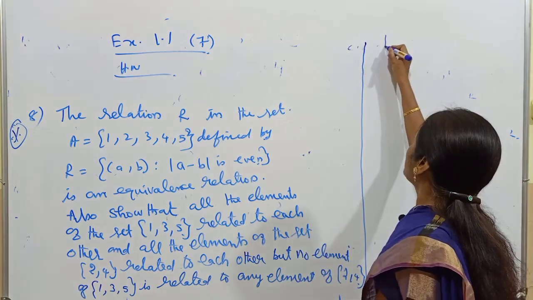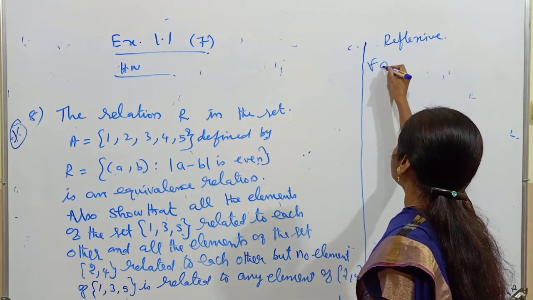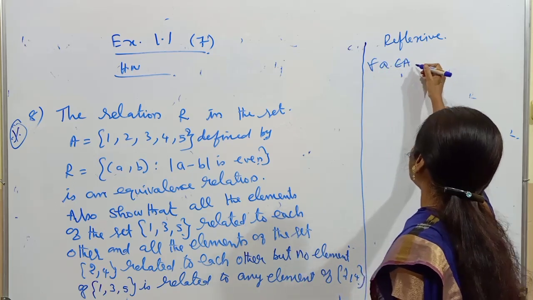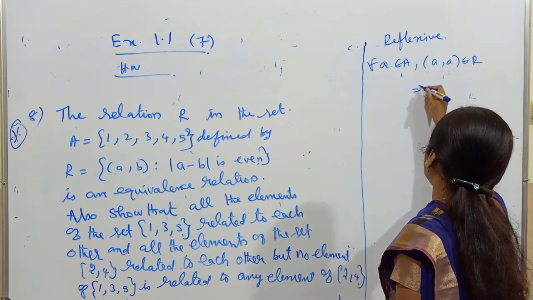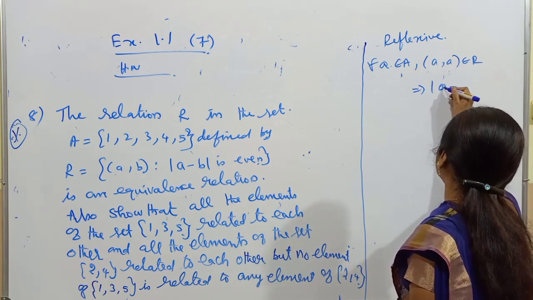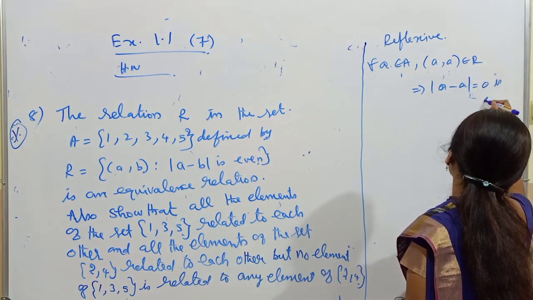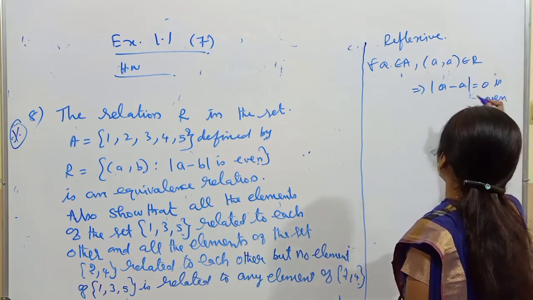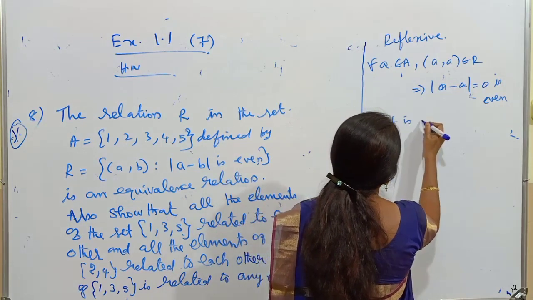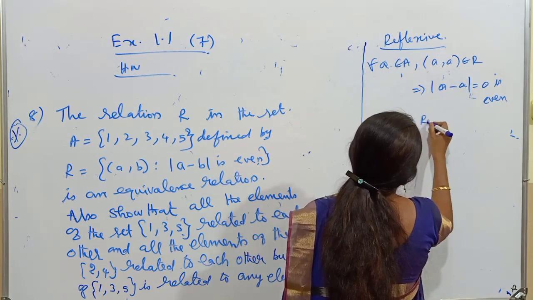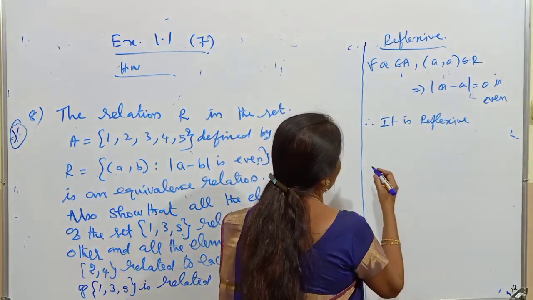Now, reflexive. For all a belongs to the set A, (a, a) belongs to R, which implies modulus of a minus a is even, equal to 0, is even. So, you know 0 is an even number, therefore, it is reflexive. Right.